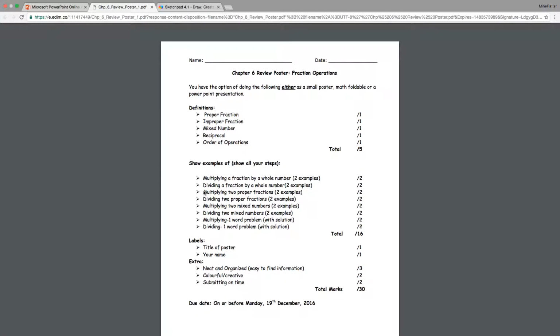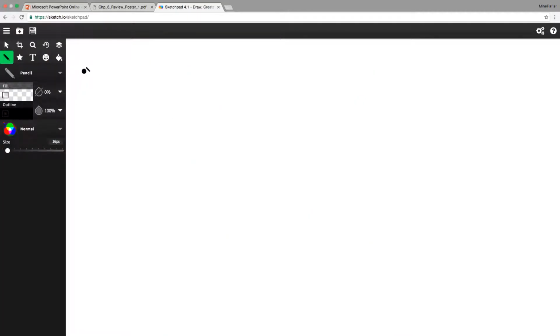Okay, so now I'm going to be showing you how to be multiplying two proper fractions. Okay, I'm going to go back here. So two proper fractions is just like the first one I did. So let's do 6 over 12 times the 3 over 6.